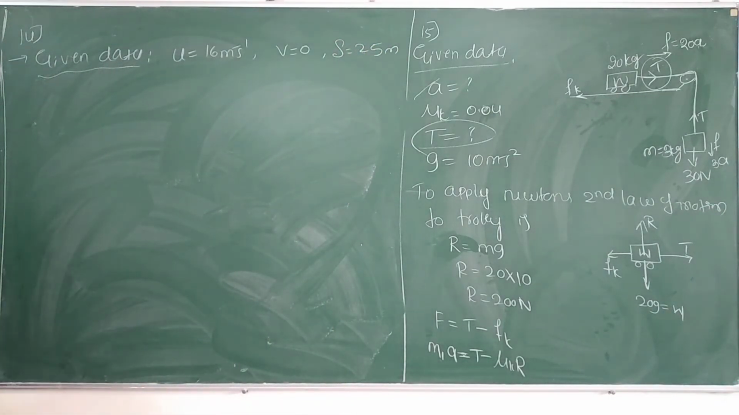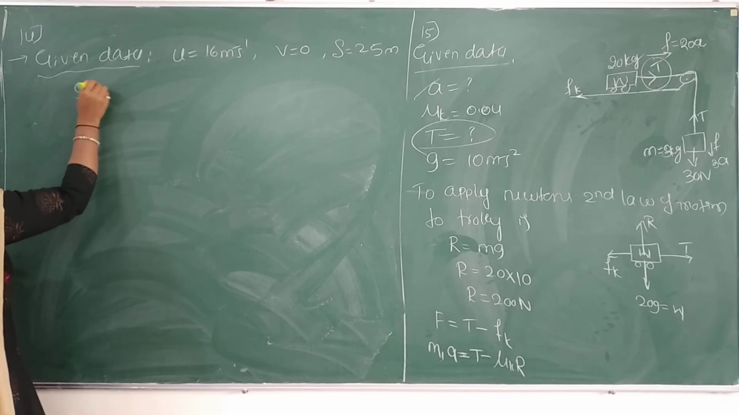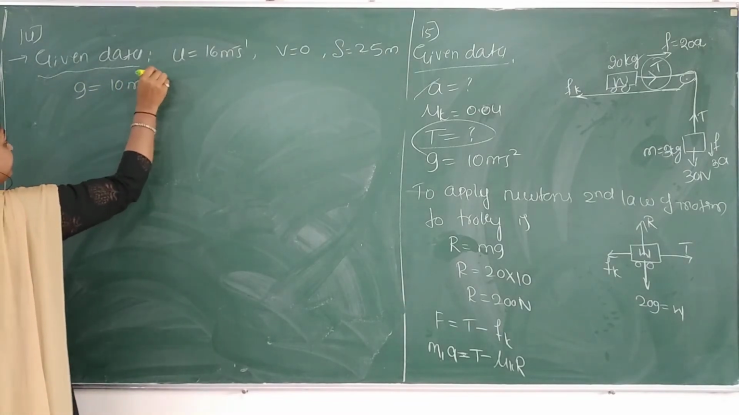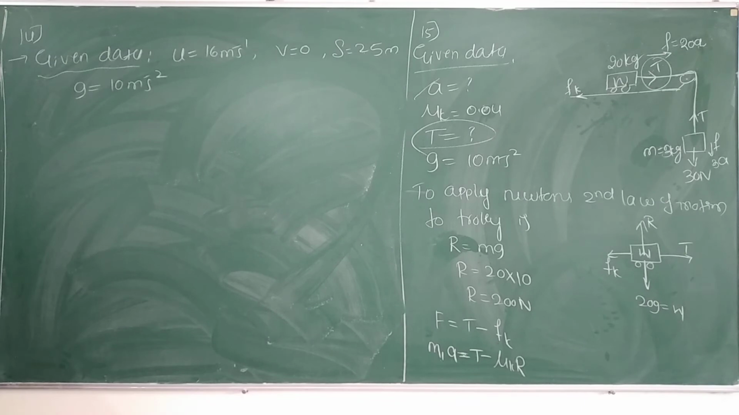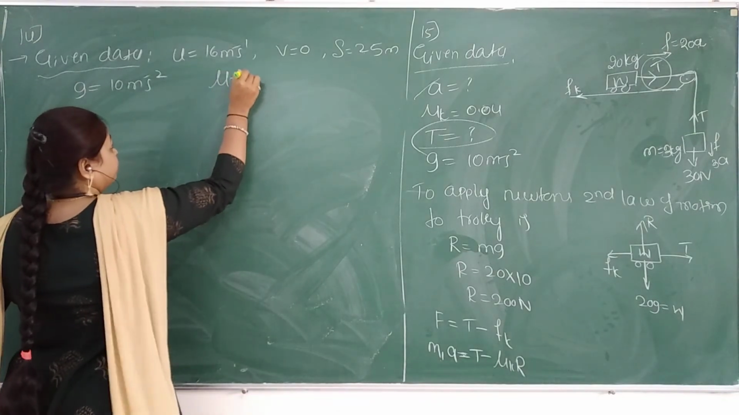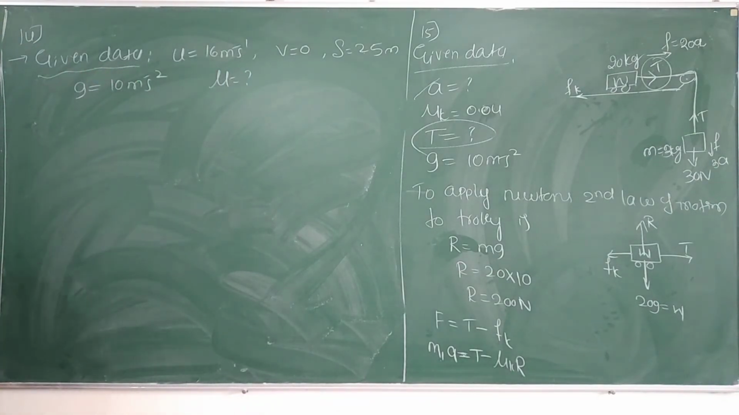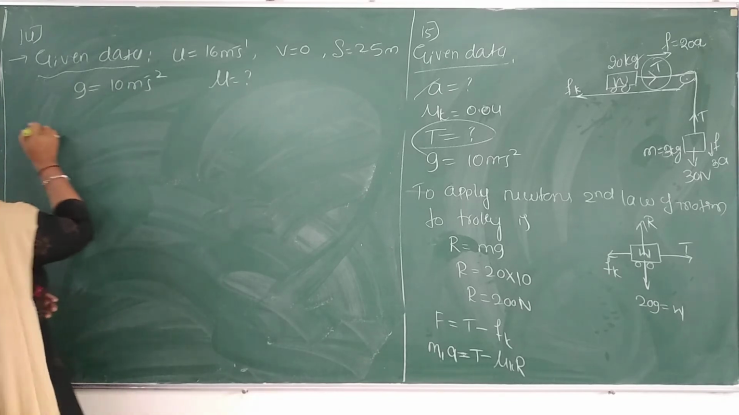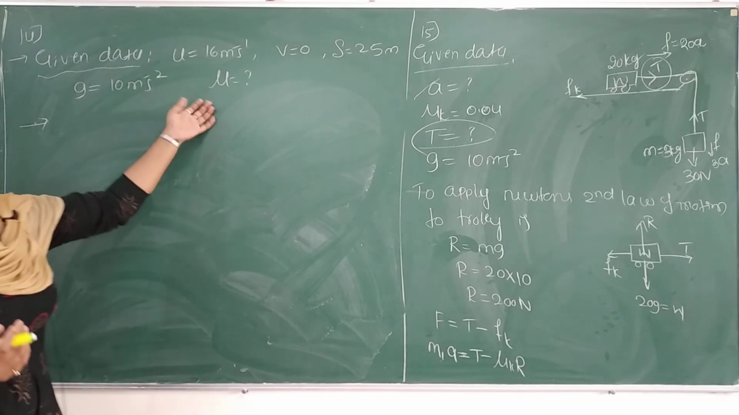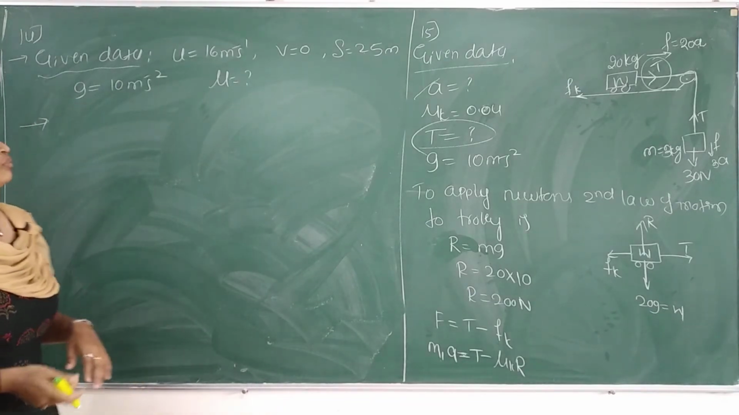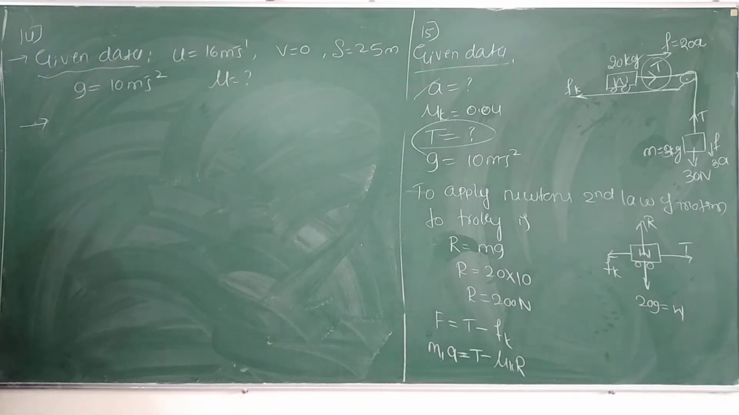Next, what do you have to calculate? If the acceleration due to gravity is 10 meter per second square, find the coefficient of friction between the ground and the body. We have to find the coefficient of friction between what and what? Ground and the body. Okay. Tell me from your formula list, what is the formula to calculate mu?